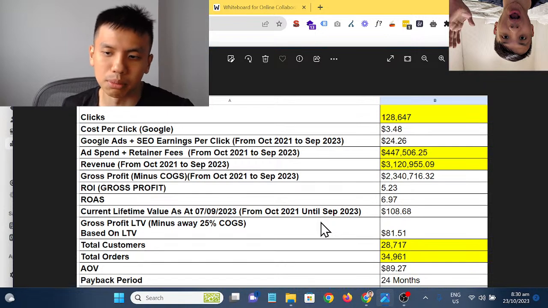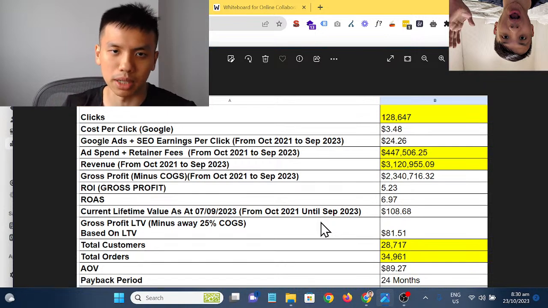But more often than not, most advertisers and most marketers, they only care about the front end profits, which is like, oh, if I put in $1,000 this month, I gotta get back $2,000 this month. If not, I'm not gonna continue spending.